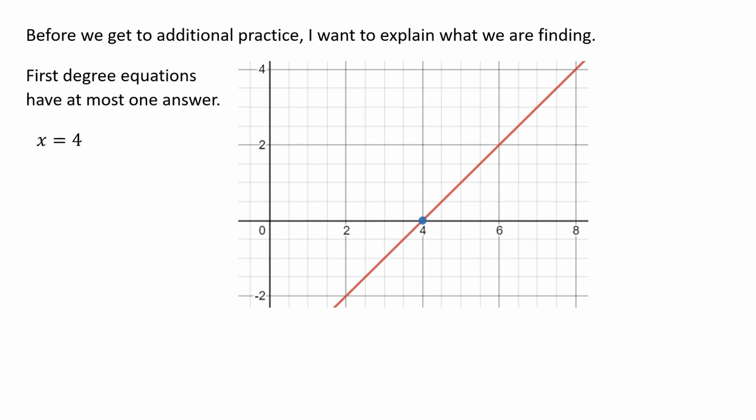And so if we have a straight line, we're either going to have one answer, provided the line crosses the x-axis, or if it's parallel to the x-axis, we could have no answer, or if it happens to lie on the x-axis, we have an infinite number of solutions. But most of the time we say, hey, it's going to have one answer.